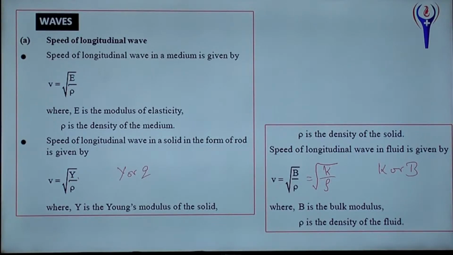Then the speed of a longitudinal wave in fluid, either liquid or gas, is V equal to square root of K by rho, where K or B is the bulk modulus and rho is the density of the fluid. Noted?